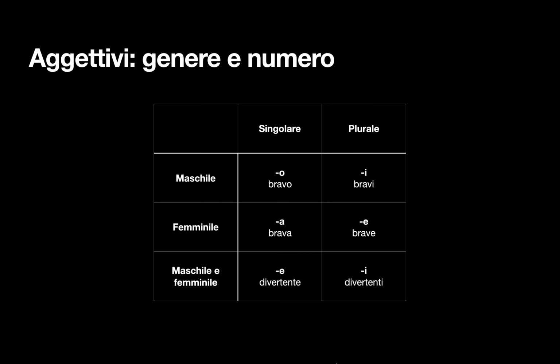Adjectives that end in e in the masculine singular don't differentiate between masculine and feminine in the same way. The masculine and feminine forms are the same. It's just whether it's singular or plural. So this is kind of similar to nouns, where nouns that end in e can be either masculine or feminine, except for adjectives. Adjectives that end in e are both masculine and feminine. So you would say un ragazzo divertente, due ragazzi divertenti, una ragazza divertente, due ragazze divertenti.